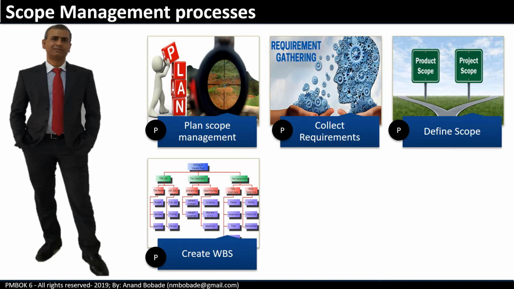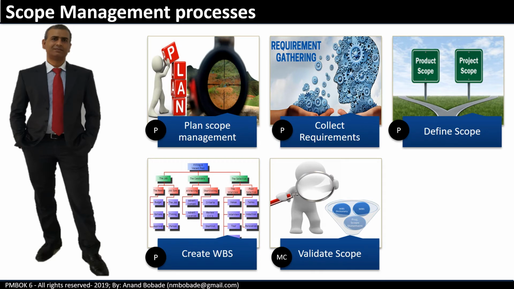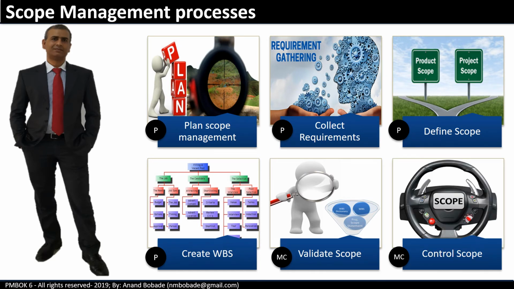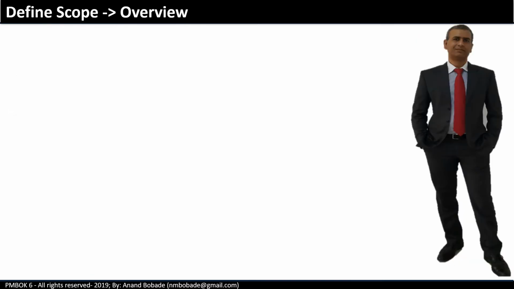This is where the scope baseline will be finalized, again part of planning. So first four processes are part of the planning process group. And then you have validate scope, which is the business acceptance process, and control scope. This is where we will try to ensure whatever scope is defined, that is what is delivered, nothing less, nothing more. So the last two processes are part of the monitoring and controlling process group.